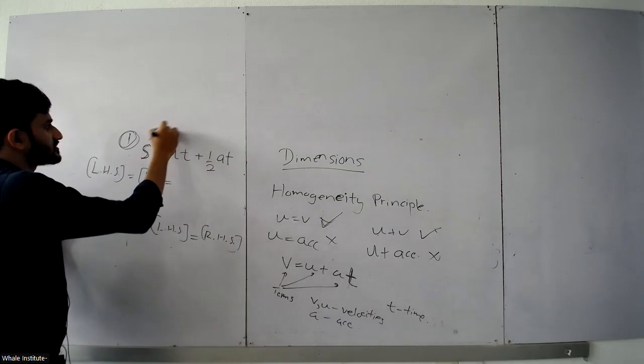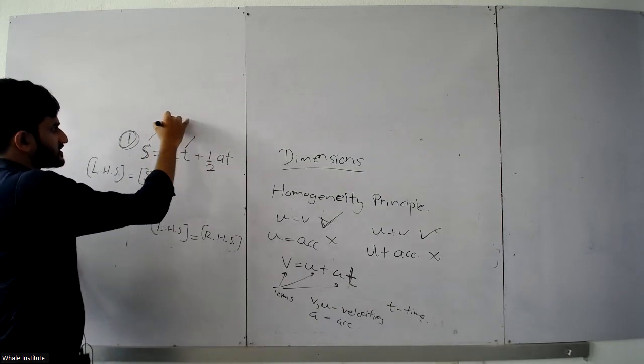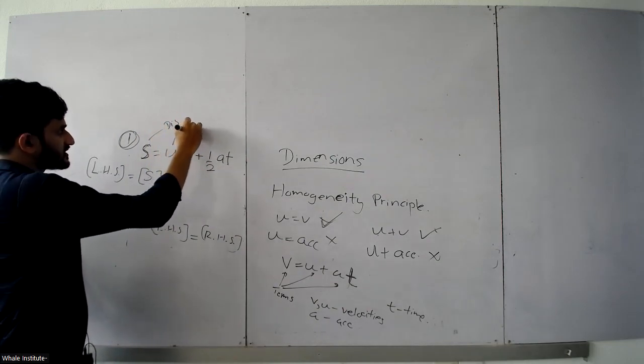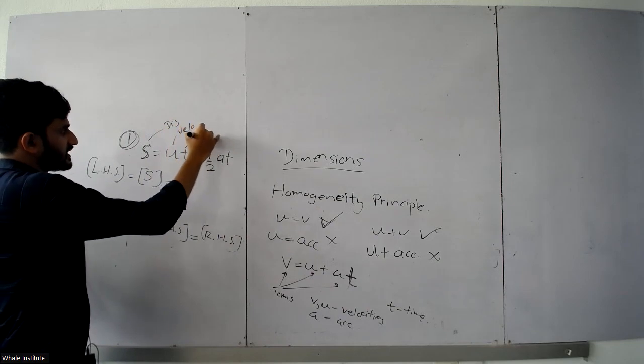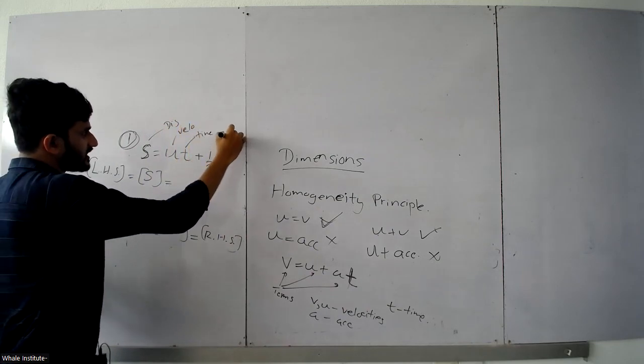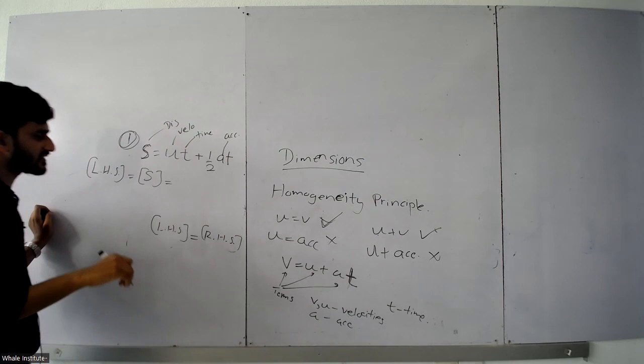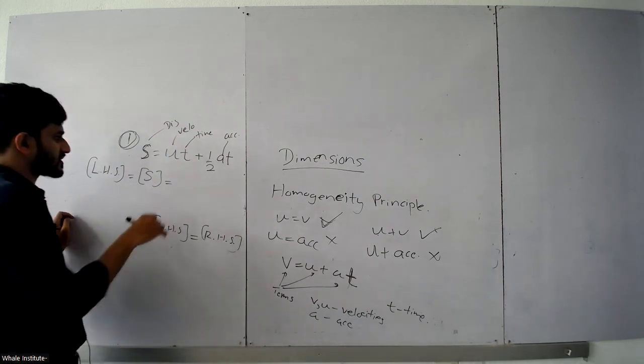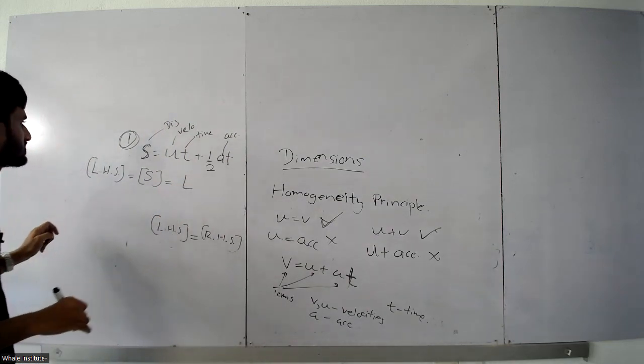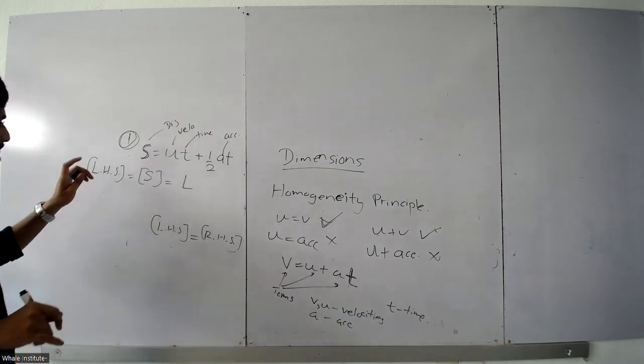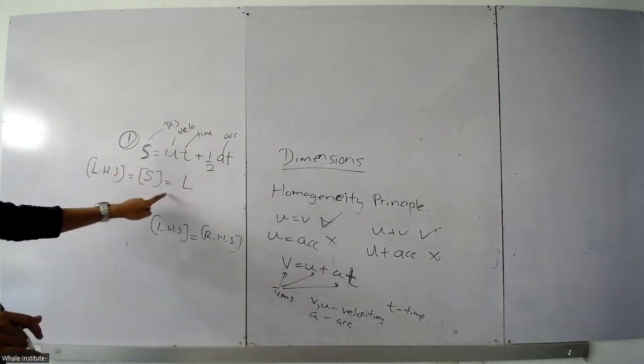So you can make the terms. S is a displacement. U is velocity. T is time. A is acceleration, right? These are the terms. Now, displacement means L, right? Just L. The dimensions of the left hand side are only L.